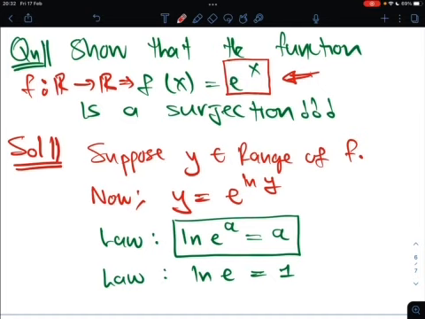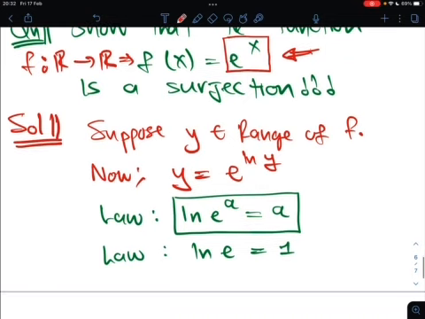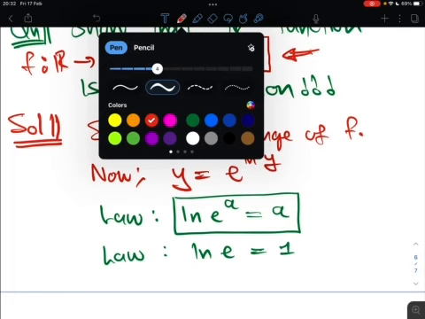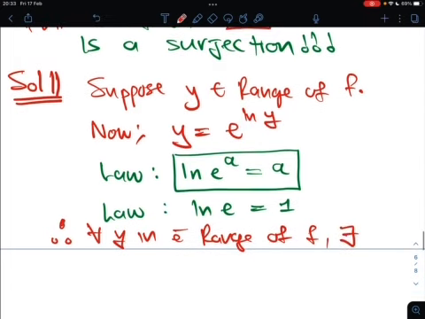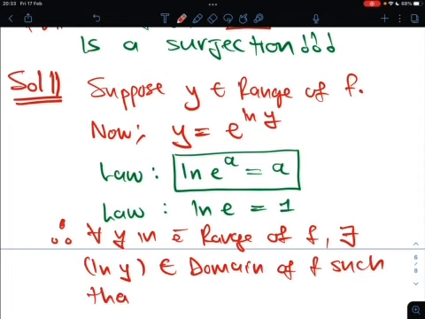What I have to prove now is that if y can be written in this form, then surjectivity definitely follows. So therefore I can now go on and say, we can see that for all y in the range of f, there exists ln y, an element of the domain of f, such that f of ln y is equal to y. So this is how surjectivity follows.